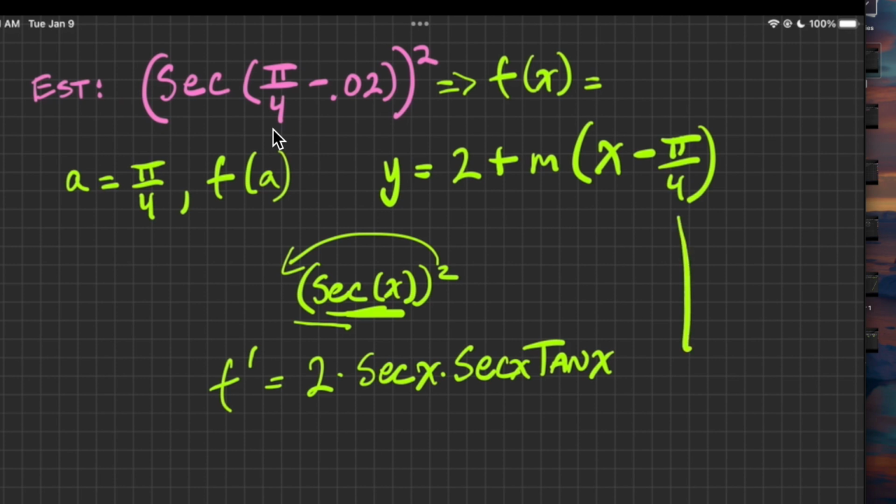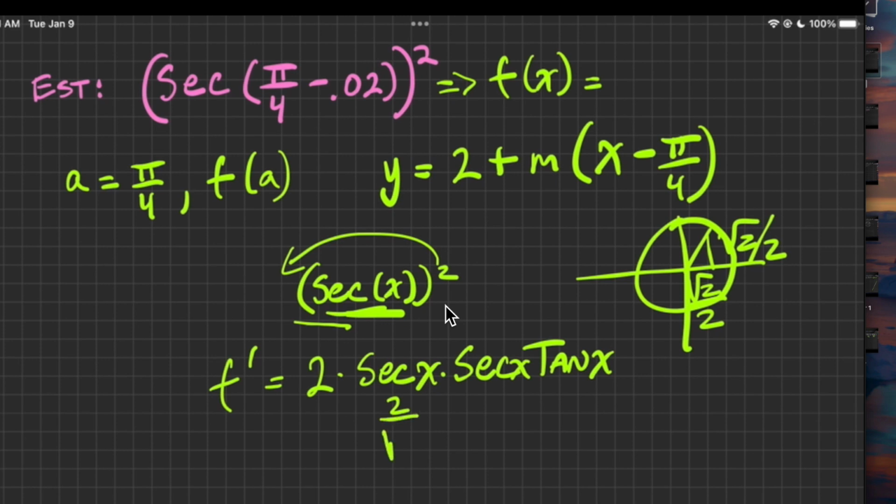All right, so let's do our unit circle again. Here's our pi over 4. We have square root of 2 over 2 and square root of 2 over 2. Our secant value is going to be 1 over the cosine. The cosine is square root of 2 over 2. So this is going to be 2 over the square root of 2 times 2 over the square root of 2. And the tangent of pi over 4 is the y value over the x value, otherwise known as the sine value over the cosine value, and that's going to be 1.